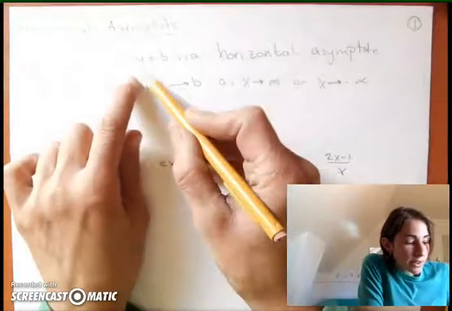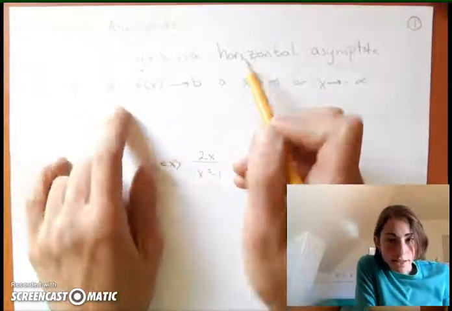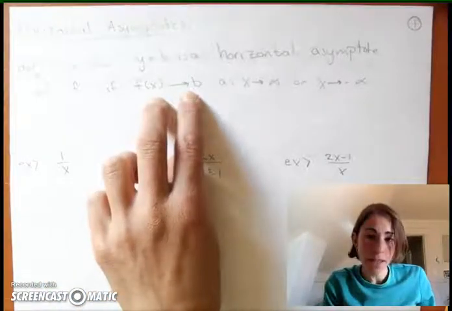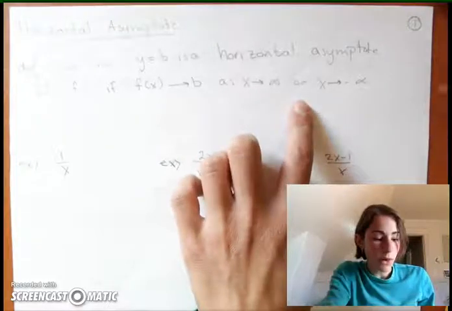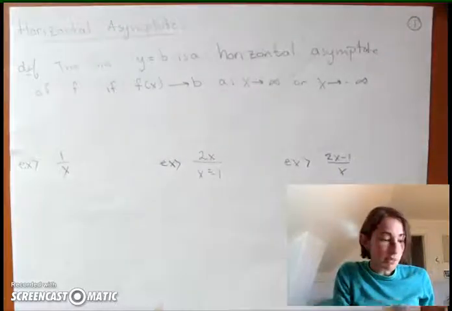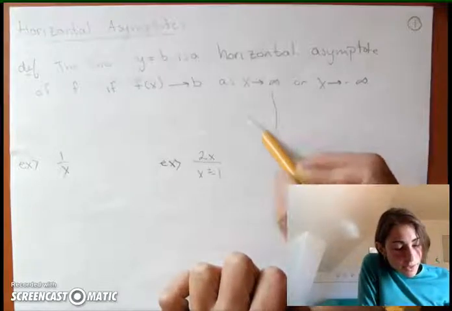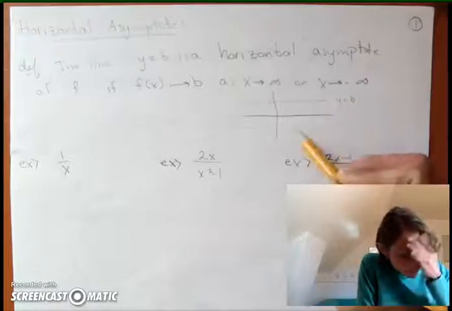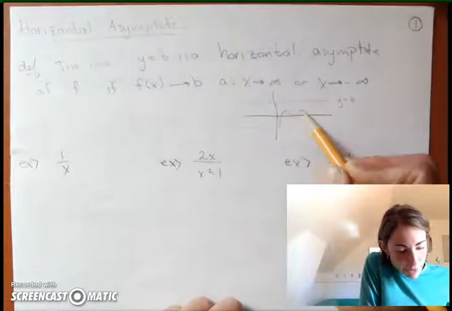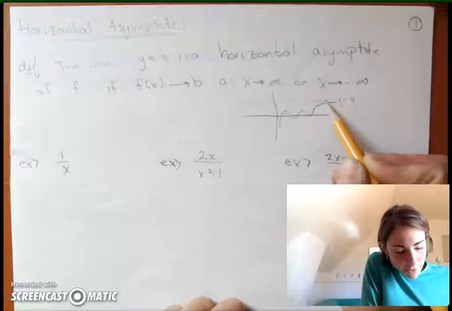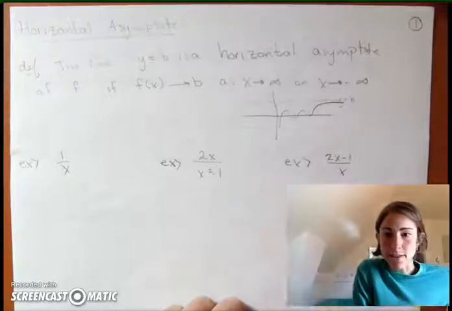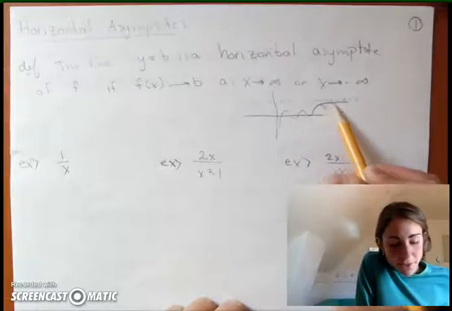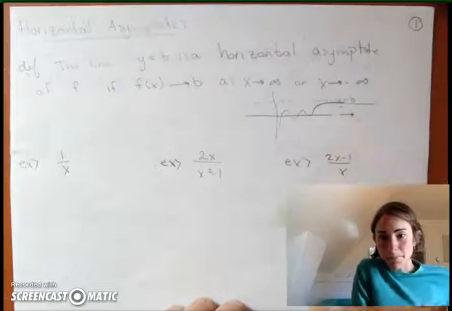The definition is: the line y equals b is a horizontal asymptote of the function f if f of x gets close to b as x gets close to infinity or as x gets close to negative infinity. So it means eventually. If here are your axes and this is the line y equals b, that means even though things might happen in between, eventually as x gets really, really big, the graph starts to look like this line. So y equals b again is not part of the graph of f, but the graph of f starts to look like it as the x values get bigger.